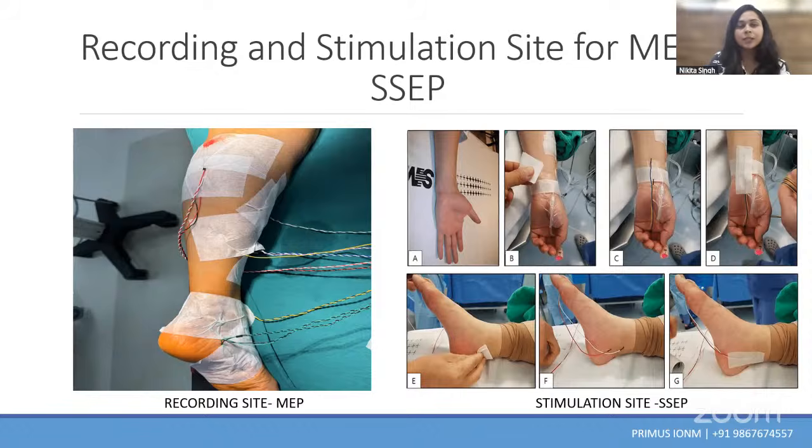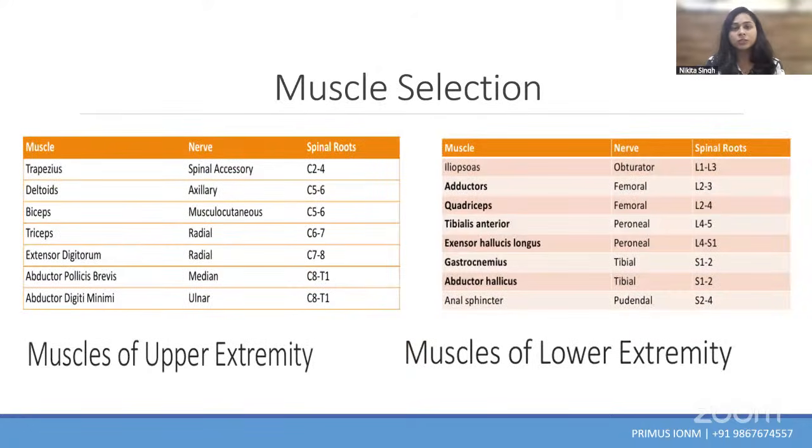Here, we can see, depending upon the surgery, we select the particular muscles and we record from there. In the other image, we can see the stimulation site for SSEP. We stimulate the median nerve and posterior tibial nerve for upper and lower SSEP, respectively. So depending upon the surgical site, we select the muscles.